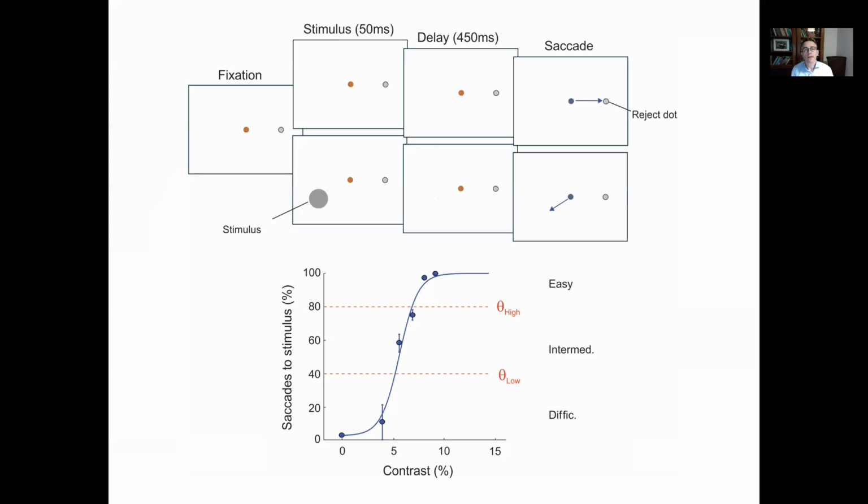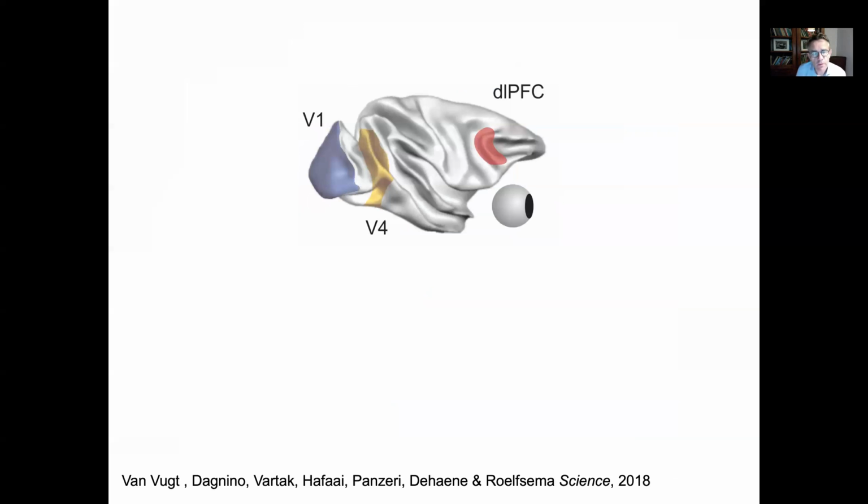Okay, and then we recorded from different hierarchical levels of the visual system: the primary visual cortex, area V4, which is a higher cortical area, and the dorsolateral prefrontal cortex, which is an area of frontal cortex that is actually involved in the generation of eye movements. So I should make a disclaimer: we are not going to dissociate conscious perception from the plan to generate a saccade here.